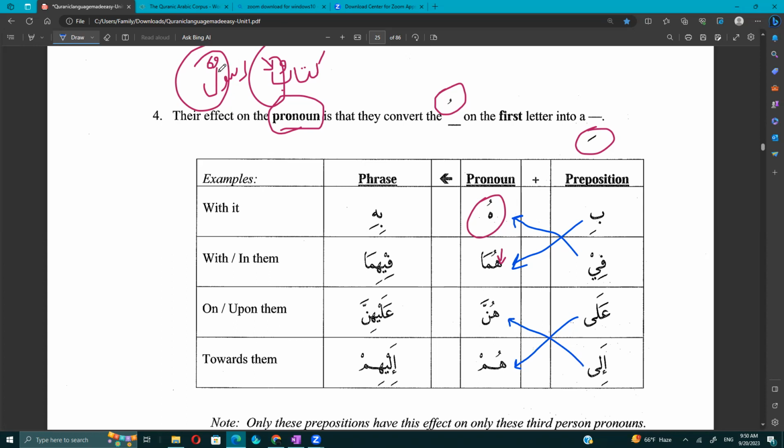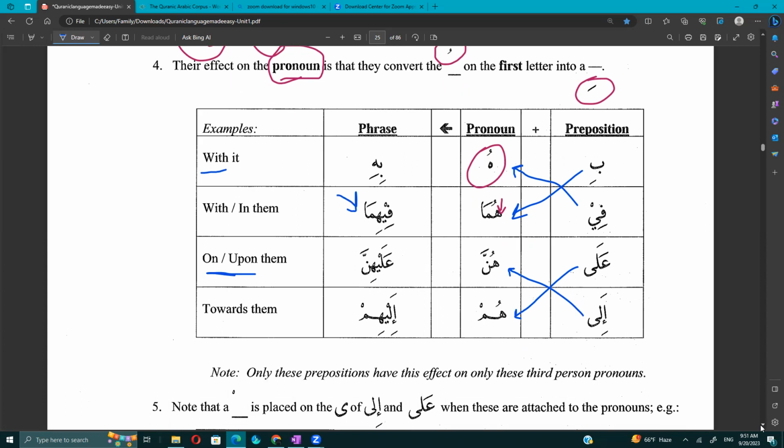For the nouns, the last letter will become majroor, and for the pronouns, the first letter will become majroor. So bi plus hu becomes bihi. Bi is with, and hu for objects is it. So with it. Fi plus huma becomes fi hima, that means with or in them. Huma is them, for both of them. Ala is on or upon, and hunna is them for the females. So it becomes alayhinna, and ila plus hum becomes ilayhim.